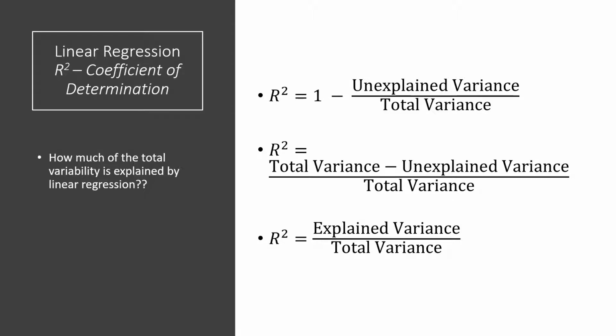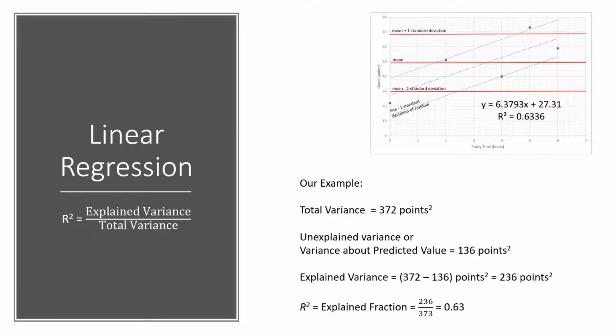over the total variance. Now, hopefully, in a perfect world, if the regression line fit all the data points perfectly, then the explained variance would essentially be the same as the total variance. Okay, so a value of 1 would be a good value, that you would say is a really good fit. All right, so in our example, the total variance was 372 points squared.